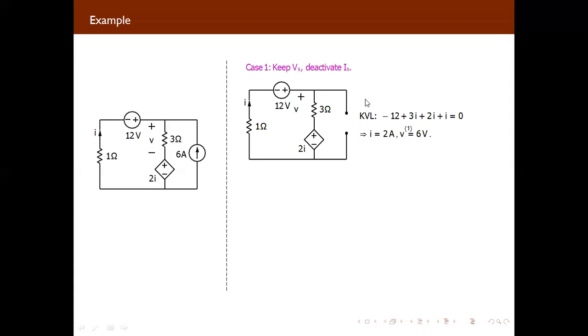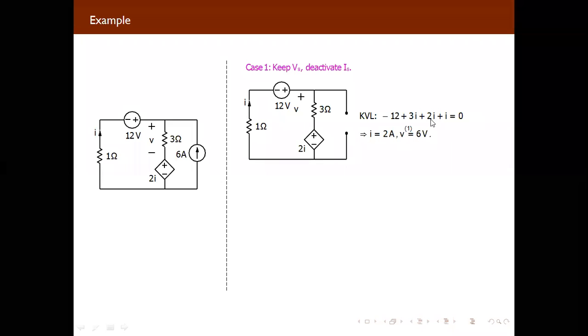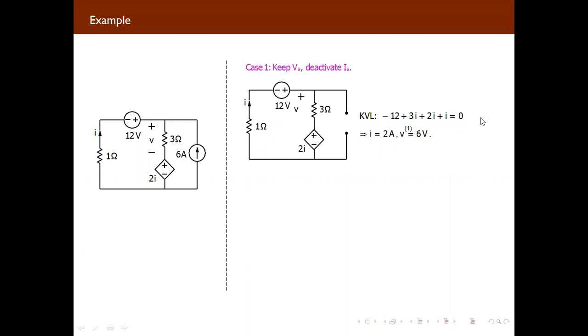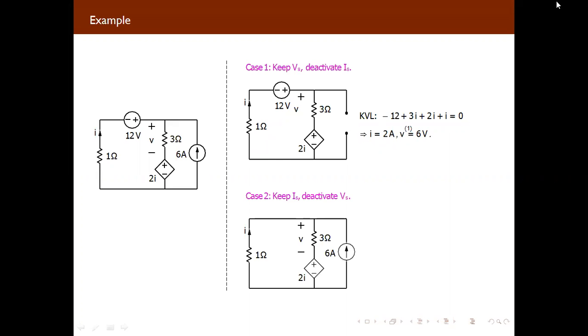So you will get equations. When you apply KVL, you will get minus 12 because it is from negative to positive, plus 3 into I, plus 2 into I, plus 1 into I, that will be equal to 0. So you will get I equal to minus 12 plus 6, you will get minus 6. So if you calculate, you will get I equal to 2 ampere.